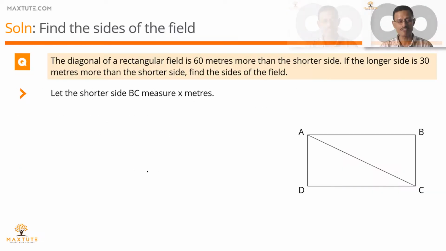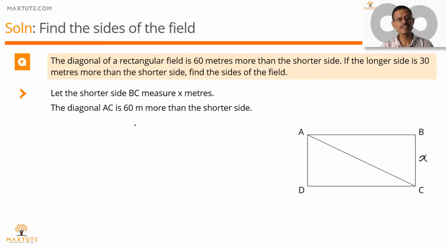I'm going to assign a variable. The shorter side BC, let's say it measures x meters. This is the shorter side, measures x meters. Let's pick the first statement. It says the diagonal is 60 meters more than the shorter side. AC is a diagonal. It's 60 meters more than the shorter side. So AC is going to be equal to the shorter side x plus 60 meters. So this is equal to x plus 60.